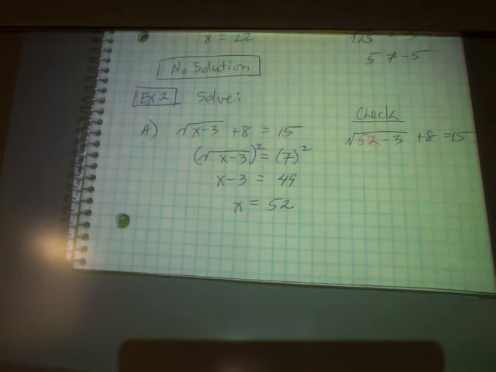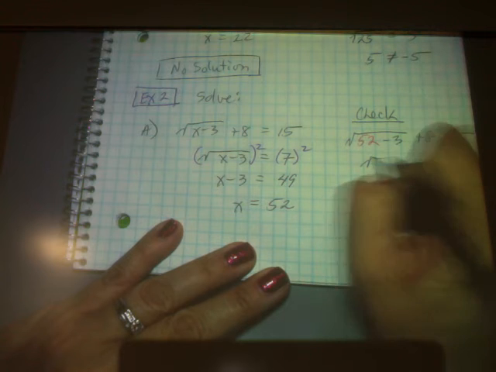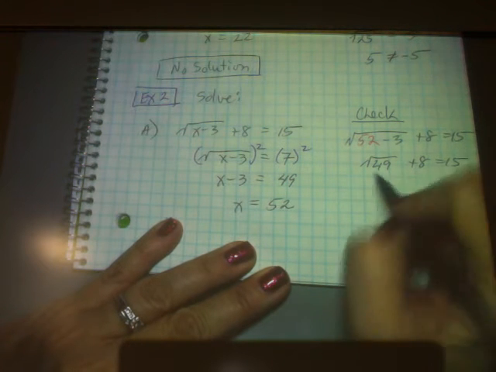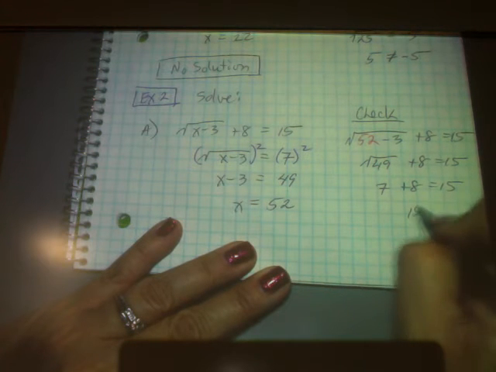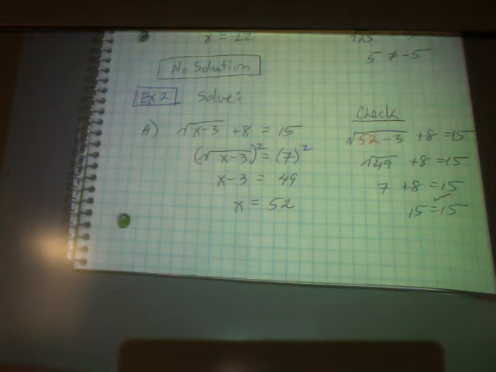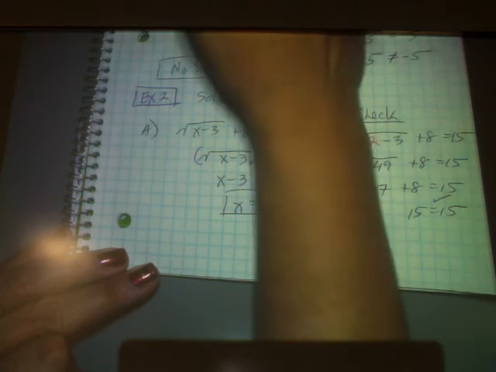Do not move anything from left to right when you're checking. So I'm going to subtract those. Square root of 49 plus 8 is 15. Square root of 49 is 7. Plus 8 is 15. Remember, your check is like a proof. More work is better than less. So 15 equals 15 is a good solution, so that means I can accept this as an answer. Done.